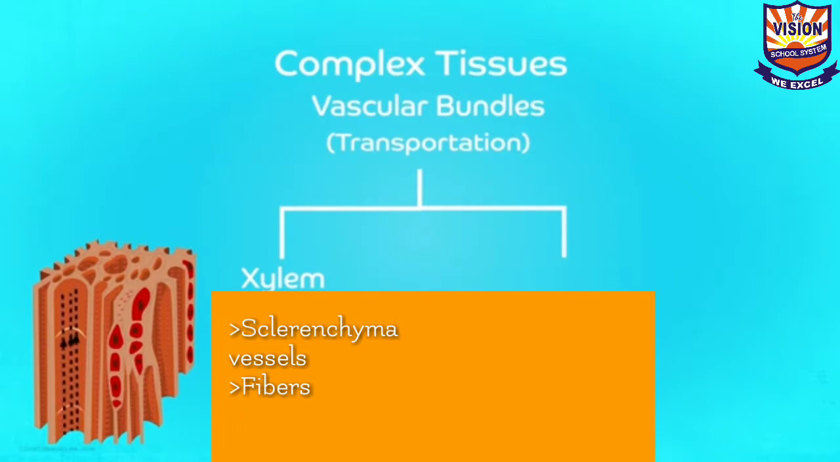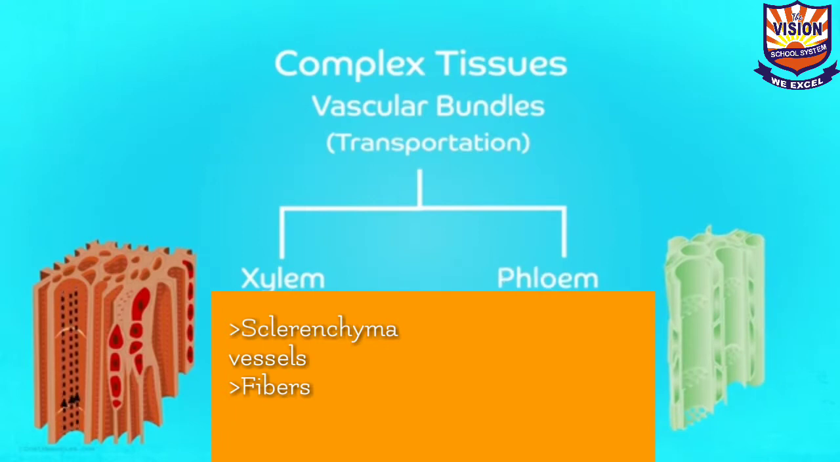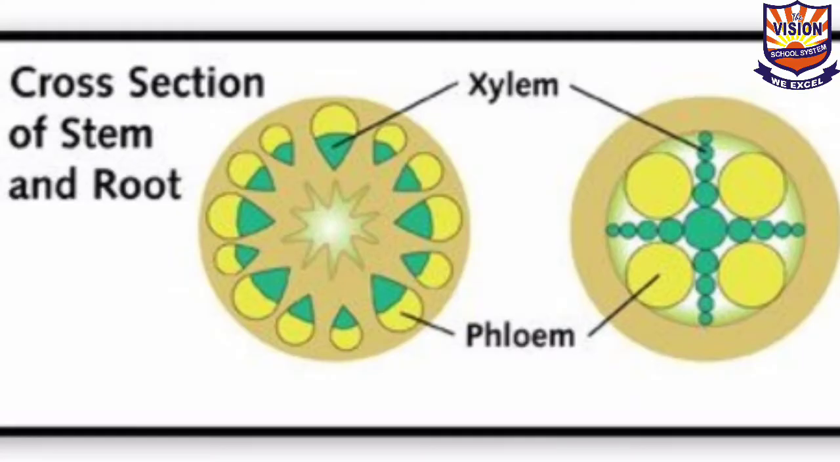Similarly, for the transport of food from leaves to various parts of the plant, we have the phloem to help the plant. It is also made up of living cells, that is sieve tubes. So xylem and phloem together form a vascular bundle in the stem, while they remain separate from each other in the roots.